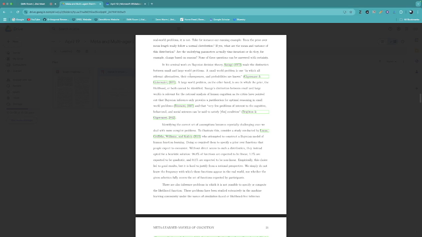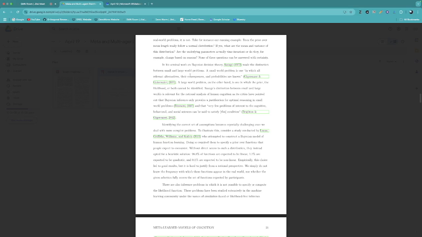And this is contrasted with a large world problem, in which the prior and the likelihood cannot both be identified. So you can't necessarily get a good prior distribution because there are a lot of observations in the past that we can't access. We also can't access the likelihoods because there are a lot of things we can't directly observe.